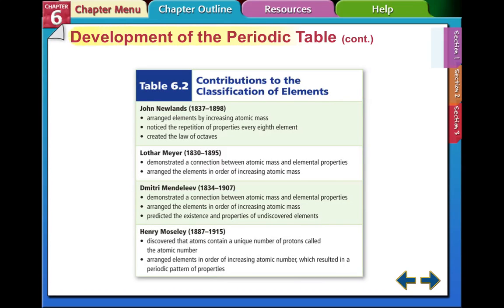Okay, so you can see here the scientists that contributed to the organization of the periodic table. We had John Newlands, Meyer, Mendeleev, and Moseley. And they all, just like when we were looking at the atom and how we came up with the proton, neutron, electron, they all kind of built on one another.